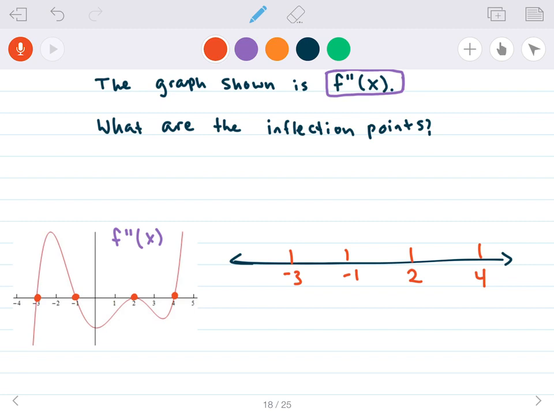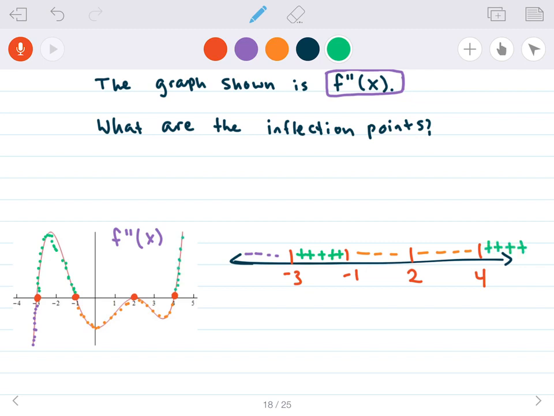Okay, so let's look to the left of -3. To the left of -3, the second derivative is negative. We stop at -3, and then it starts to peak above the x-axis. So it's positive all the way until it gets to -1. Then at -1, we're dipping below the x-axis, negative until we get to 2. But then after 2, we're still negative until we get to 4. And at 4, we're positive again because we're above the x-axis.